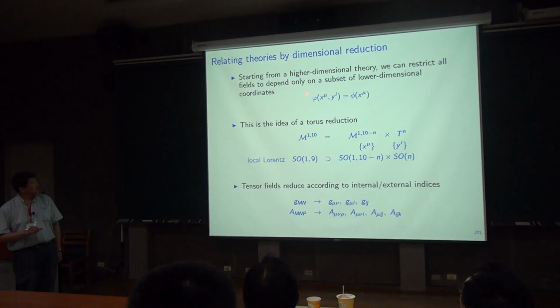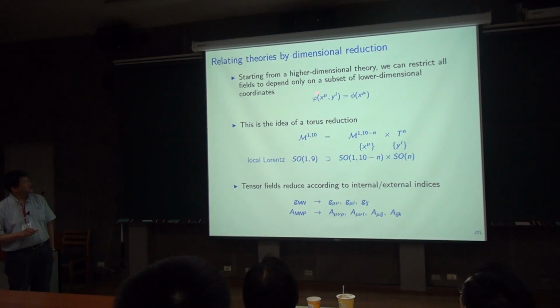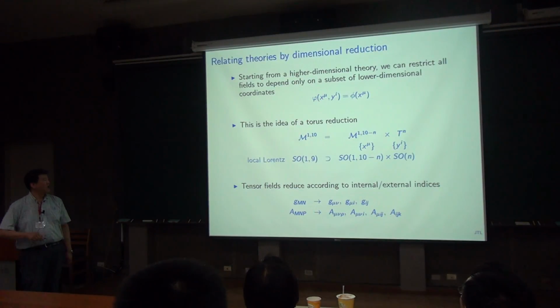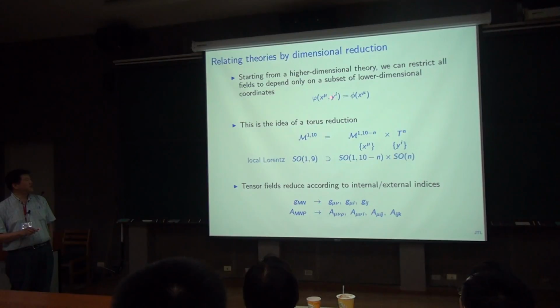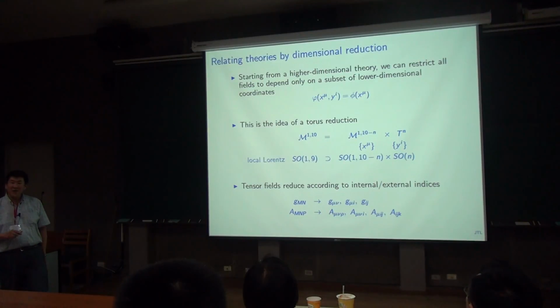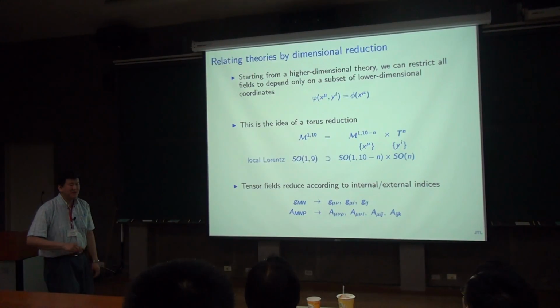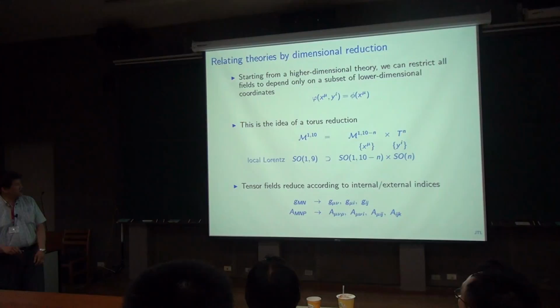And I took my 11-dimensional field. So phi here is meant to be just a generic 11-dimensional field, and I make it independent of my torus or my internal coordinates, make it dependent only on my lower dimensional x mu fields. I've basically implemented a simple torus reduction.